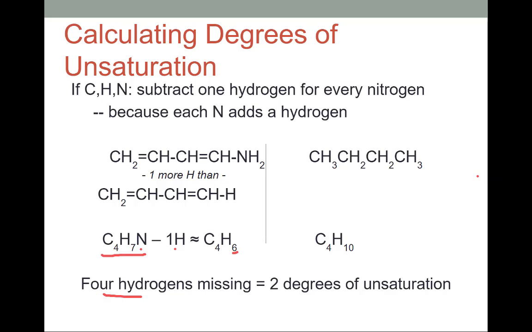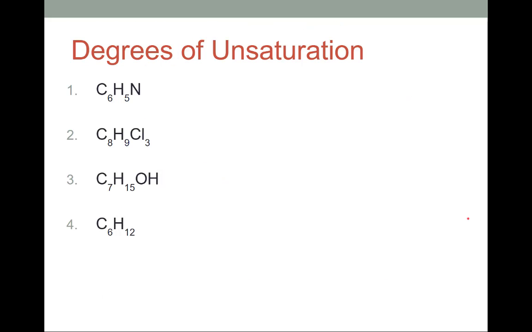So along those lines, we can do some practice. Here's degrees of unsaturation, right? If I was asked how many degrees of unsaturation this has, I would first remember my rules and say, okay, I'm going to take away that nitrogen and 1 hydrogen. So it's kind of like C6H, not 5, but 4.